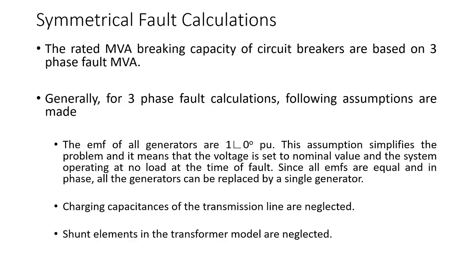Charging capacitances of the transmission line are neglected. Shunt elements in the transformer models are neglected. So any shunt elements and capacitances of the transmission line and transformer models are neglected, and this is simply done for the ease of calculations, as the difference created by this charging capacitance and shunt elements is not very much in case of a short circuit fault.